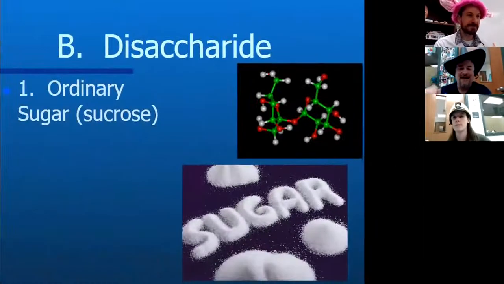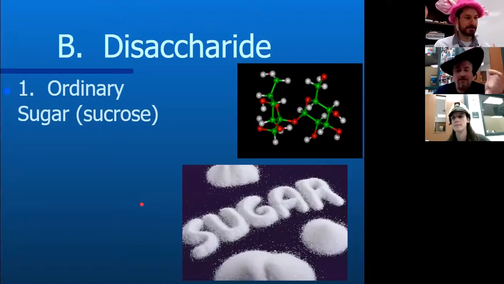So, a disaccharide is two saccharides, two sugars, like glucose, stuck together to make a chain of two. So it's technically a polymer, but it's a disaccharide. And this is what we think of when we think of sugar. We're really thinking of disaccharides.